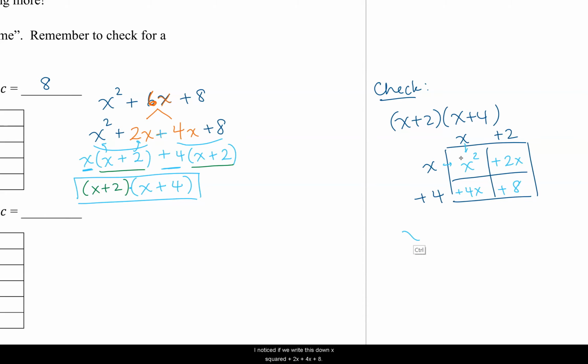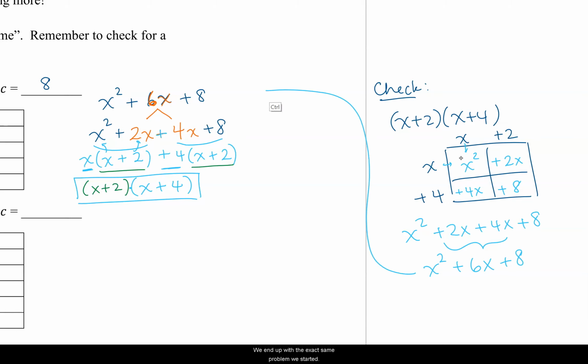And notice if we write this down, x squared plus 2x plus 4x plus 8. And then we can combine like terms: x squared plus 6x plus 8. We end up with the exact same problem we started. And so we know that our factors of x plus 2 times x plus 4 is the correct factorization for our trinomial x squared plus 6x plus 8.